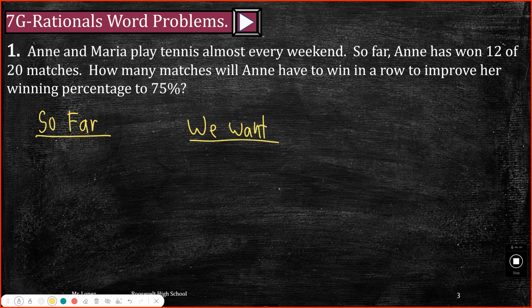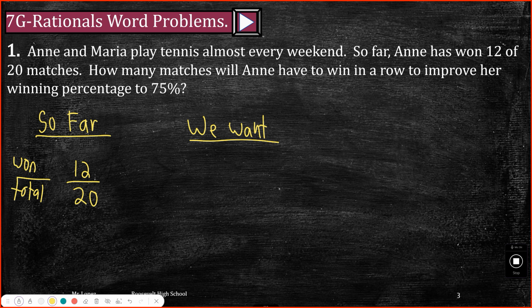We can figure out her winning percentage right now. So the way we're going to calculate that is, what over what? The number of games that she won over the total number of games. So now we can think about the total number of games she won. So it's going to be what? 12 over 20.